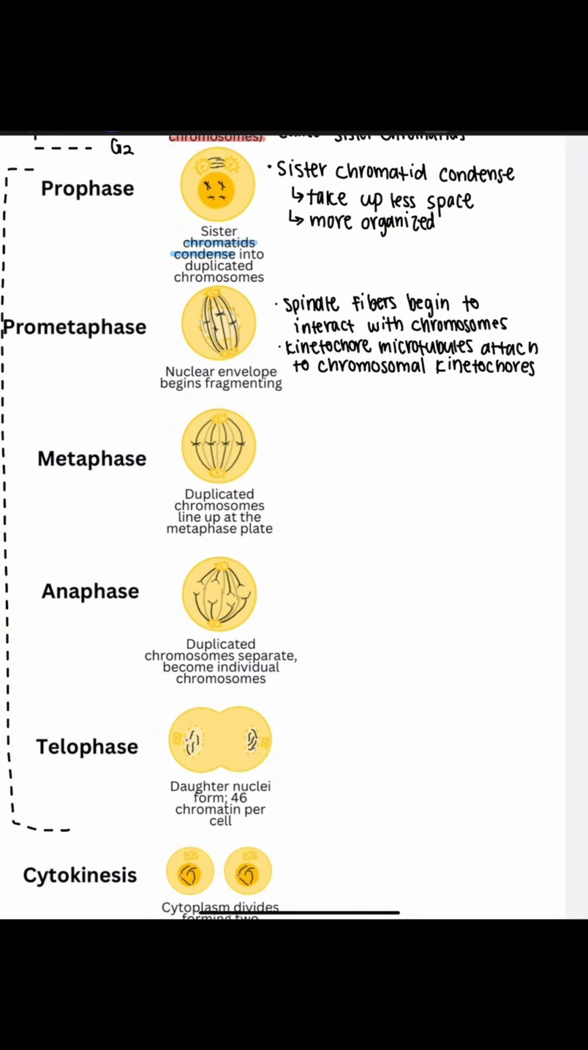Then we enter metaphase. This phase is defined by the alignment of all duplicated chromosomes along the metaphase plate. It's an imaginary line in the middle of the cell. It's not a real structure. All it is is a reference point that's going to help organize chromosome separation.